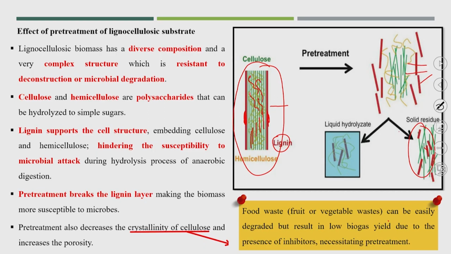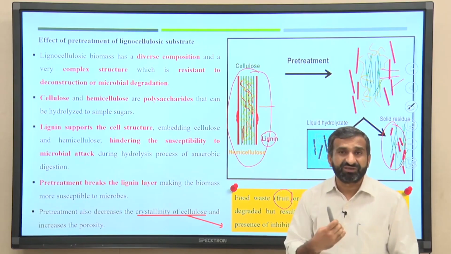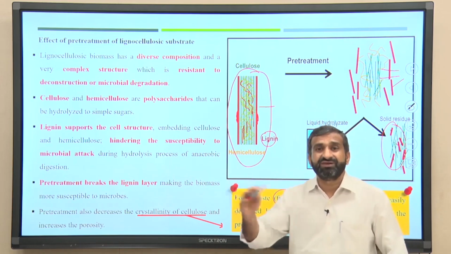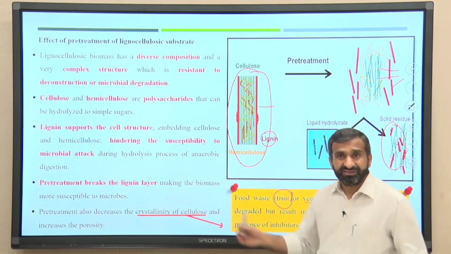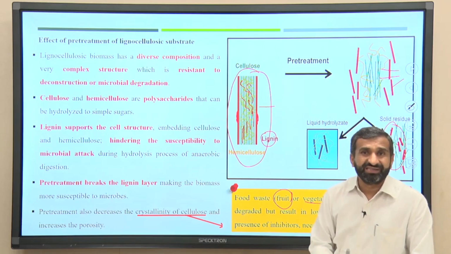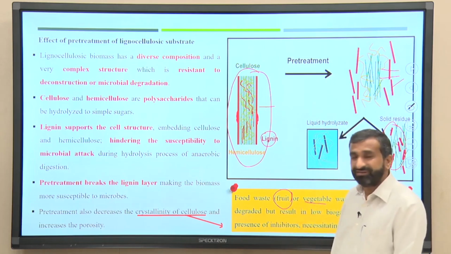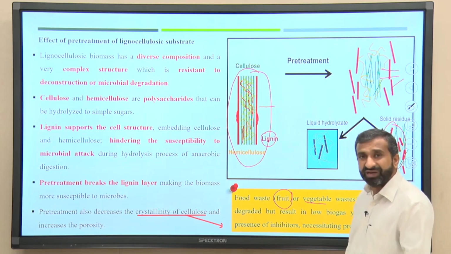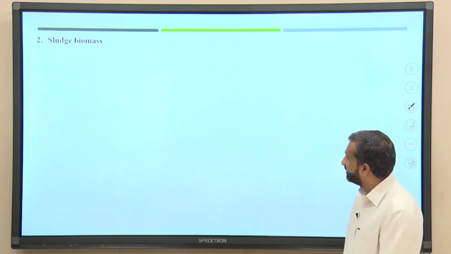And food waste can be easily degraded, but results in low biogas yield due to the presence of inhibitors and requires a pretreatment process. Especially the food waste, if you talk about fruit waste or even vegetable waste which we are normally disposing, which is not easily degradable or not eatable for humans, that consists of a huge amount of hemicellulose or lignin. For that you will require pretreatment to make it available to microbial degradation.